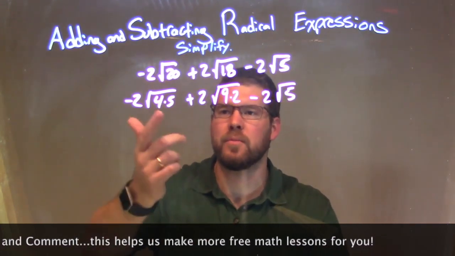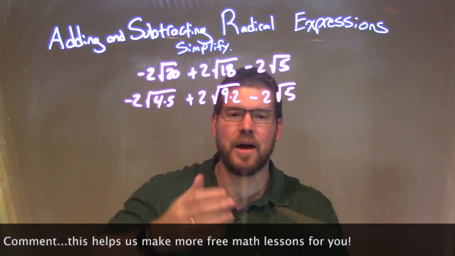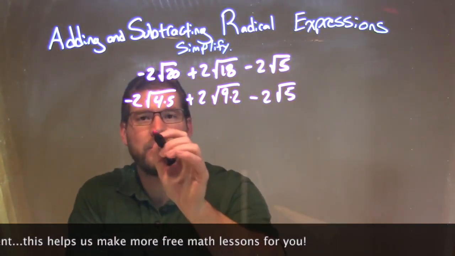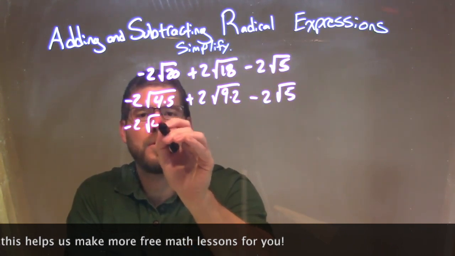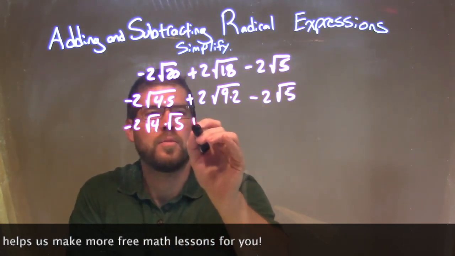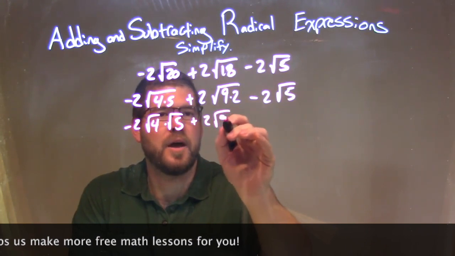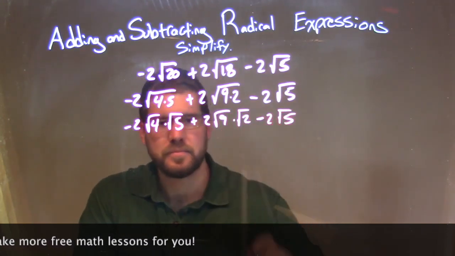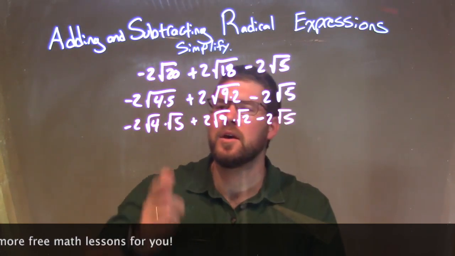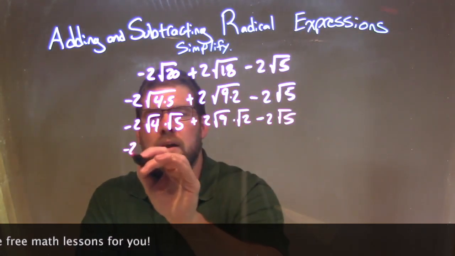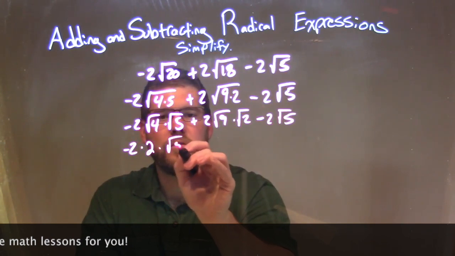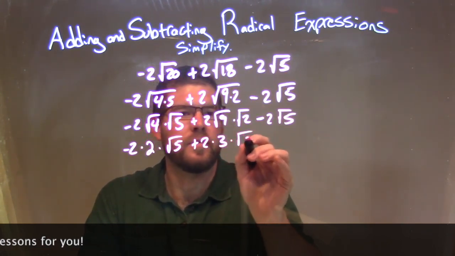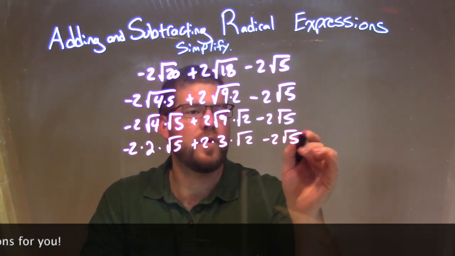Each one of these square roots that's multiplied inside, the 4 times 5, I can break apart into a square root for each one individually and multiply them afterwards. So we have minus 2 times the square root of 4 times the square root of 5 plus 2 times the square root of 9 times the square root of 2 minus 2 times the square root of 5. So now let's simplify this. Square root of 4 is just a 2, so we have minus 2 times 2 times the square root of 5 plus 2 times the square root of 9, which is 3, times the square root of 2 minus 2 square root of 5.